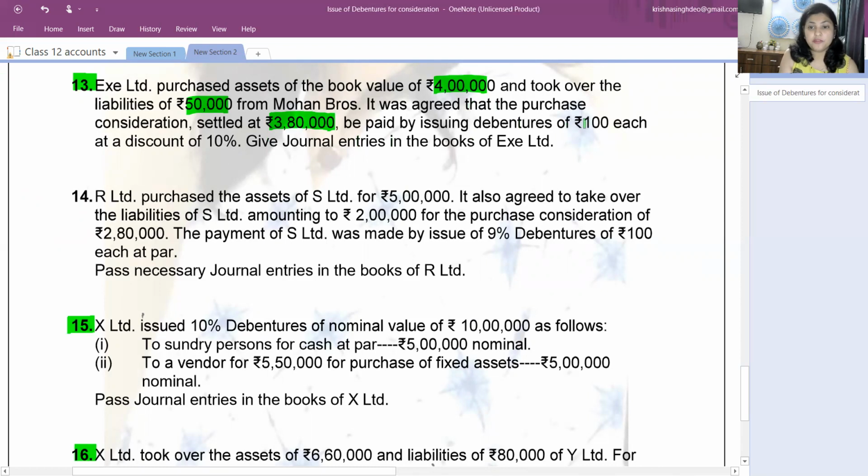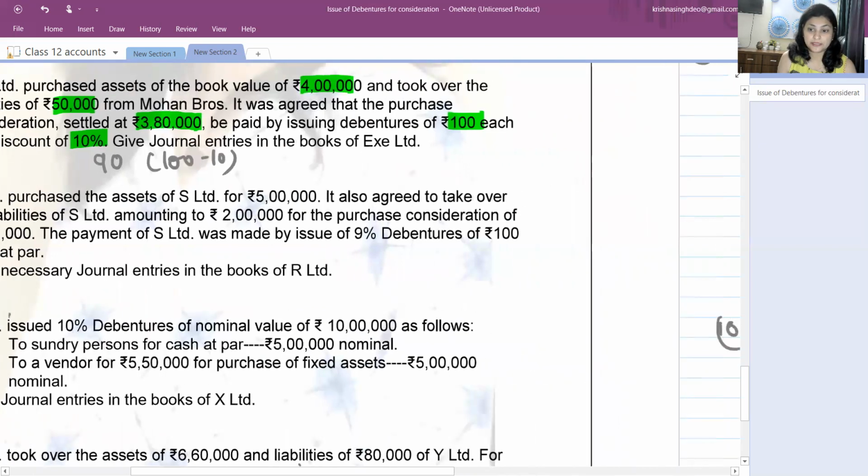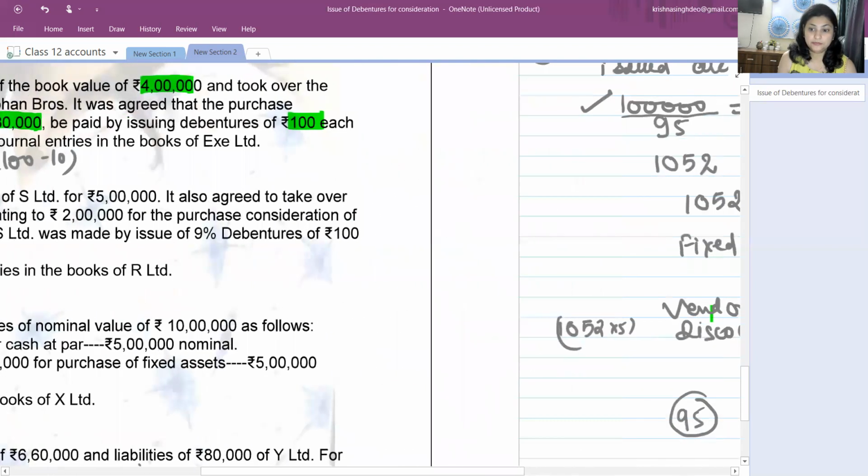It is to be paid by issue of debentures of rupees 100 each at a discount of 10%. A discount of 10% means the issue price is going to be rupees 90. How did it come? 100 minus 10, 90 rupees. So we will pass entries for this. They are asking us to give journal entries in the books of X Limited, so let us pass the entries.